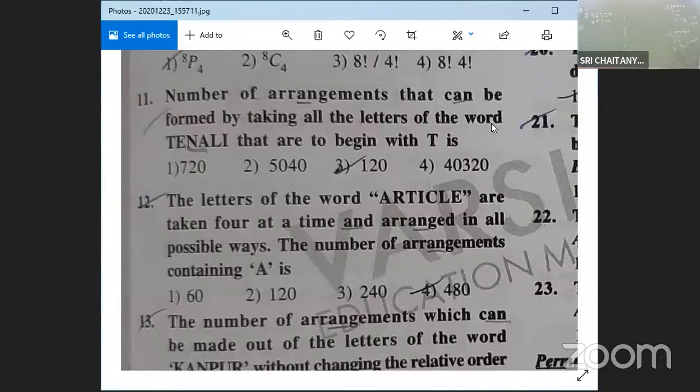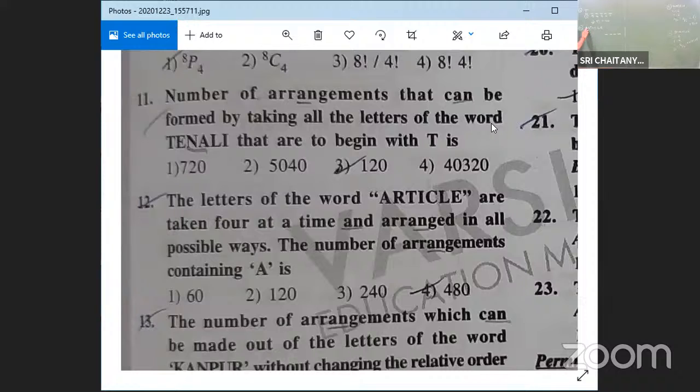And observe that 12th problem. The letters of the word ARTICLE, A-R-T-I-C-L-E, are taken 4 at a time. He asked you to write a 4-letter word at a time and arrange it in all possible ways. The number of arrangements containing A. He asked you a 4-letter word, which occupies 4 places, right? In each and every word, whatever you are going to take, you should have A, right? That is the meaning of the question.